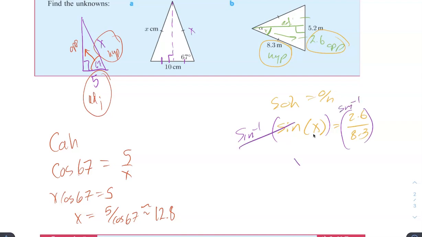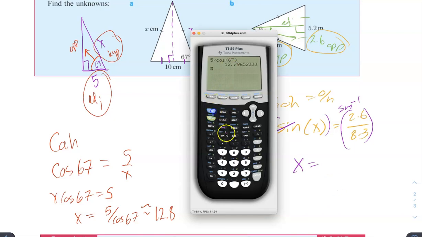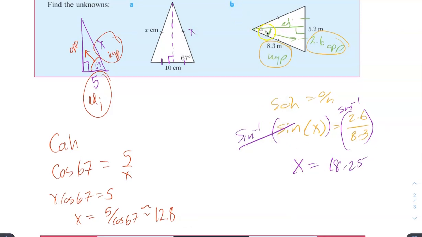That way the sines cancel out and you get x equals whatever sine inverse of that is. So sine inverse of 2.6 divided by 8.3. We get 18.25. Now remember, this is not my answer because I was only in this part of the angle. I need the whole thing.